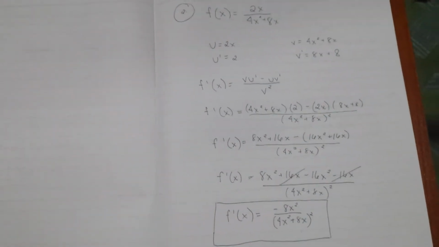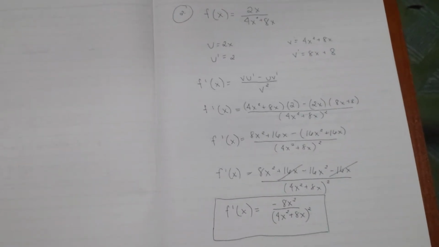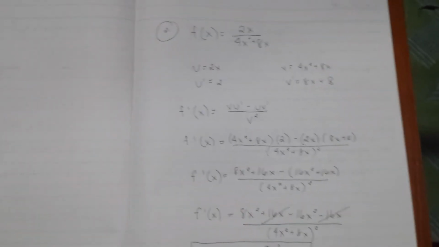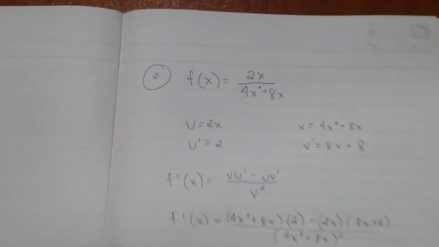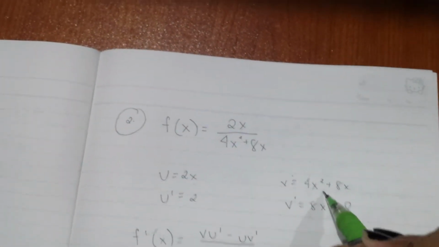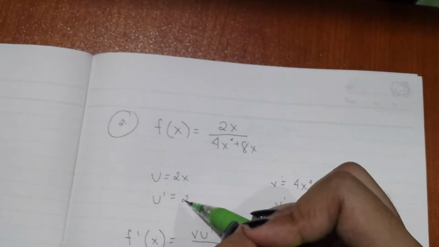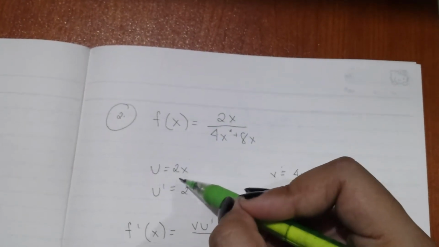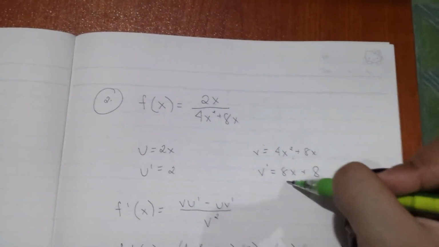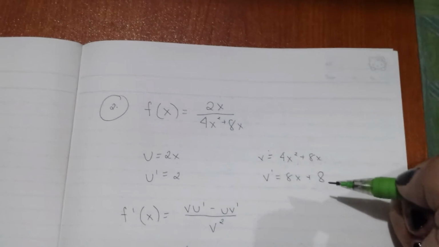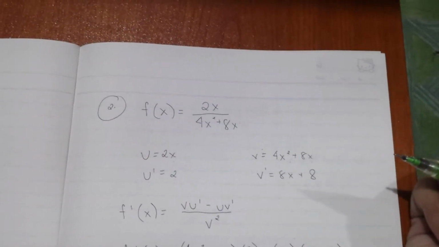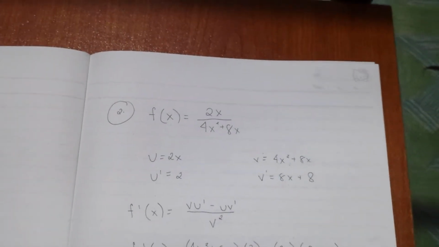So next example, we have f of x equals 2x over 4x squared plus 8x. We will get the u prime and the v prime of the equation. So we have the u, 2x, and the v, 4x squared plus 8x. In getting the u prime, just get the derivative of 2x, which is 2, and the derivative of 4x squared plus 8x, which is 8x plus 8. Then next, we will use the quotient rule. F prime of x is equal to vu prime minus uv prime over v squared.